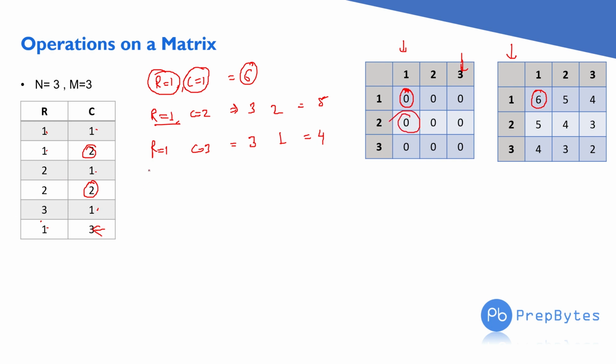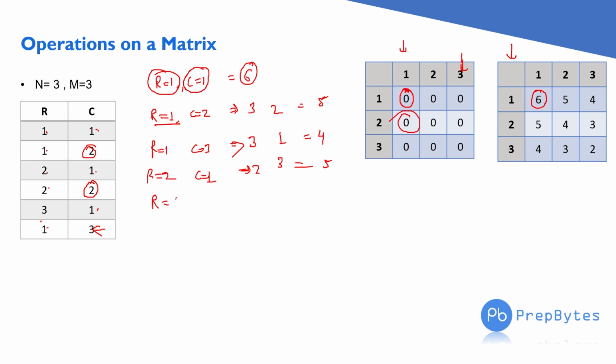Okay, let's move on to this one now. Row number 2 and column number 1. Fine. How many times is row number 2 coming? 1 time and 2 times. How many times column number 1? 1, 2, 3. 3 times. So what is the final answer? 5. I think you know what sign will come here between these values.